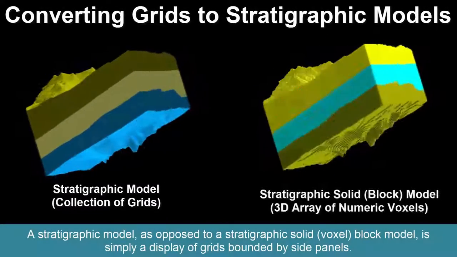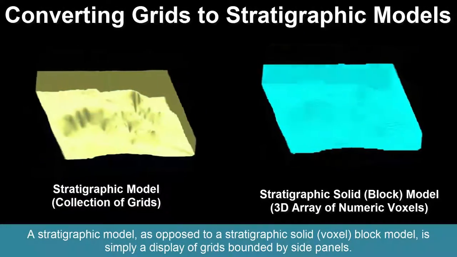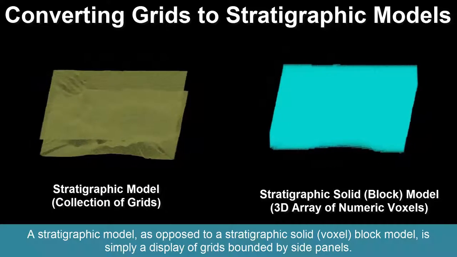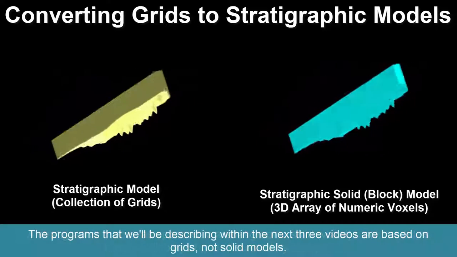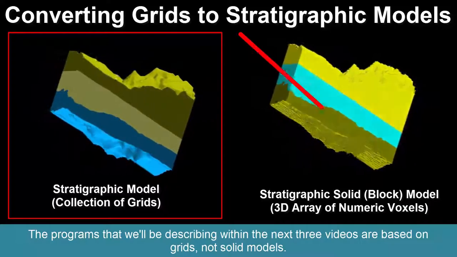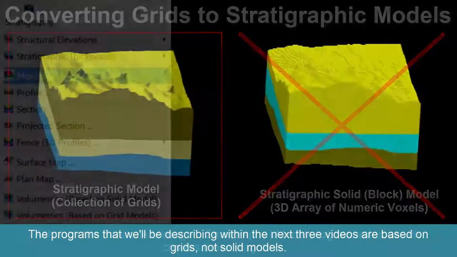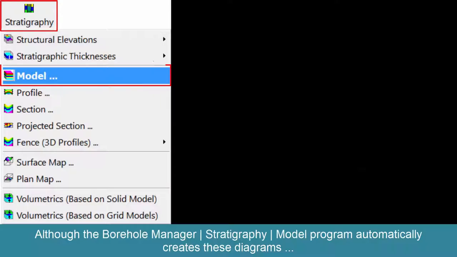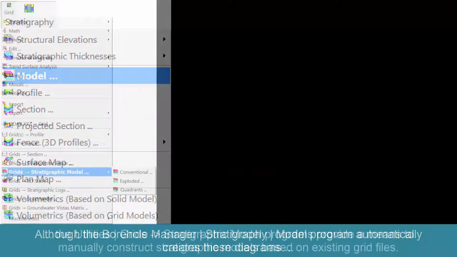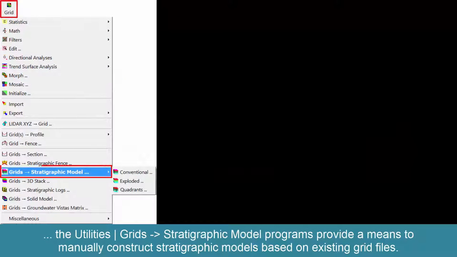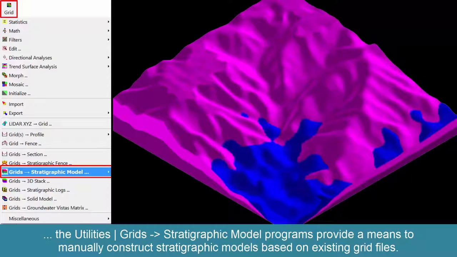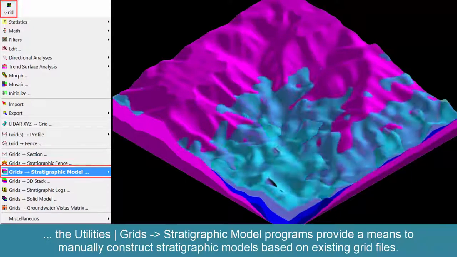A stratigraphic model, as opposed to a stratigraphic solid or voxel block model, is simply a display of grids bounded by side panels. The programs that we'll be describing within the next three videos are based on grids, not solid models. Although the Borehole Manager Stratigraphy Model Program automatically creates these diagrams, the Utilities Grids to Stratigraphic Model Programs provide a means to manually construct stratigraphic models based on existing grid files.